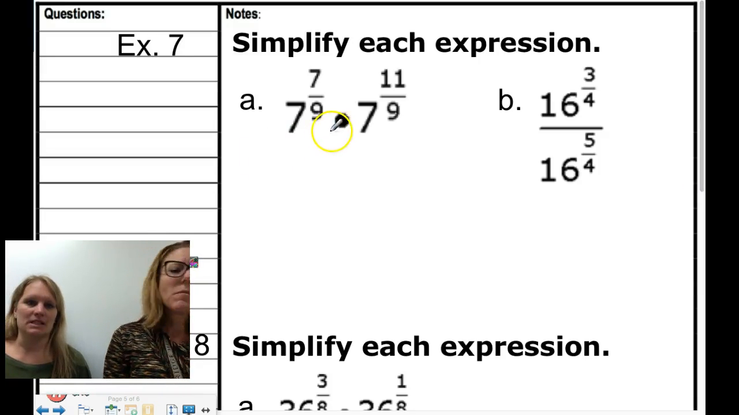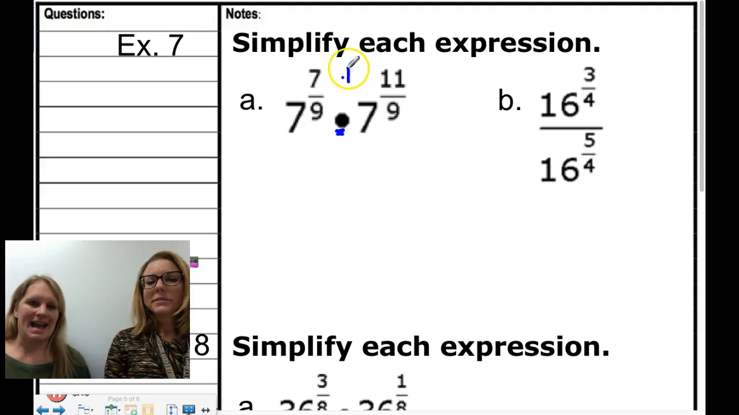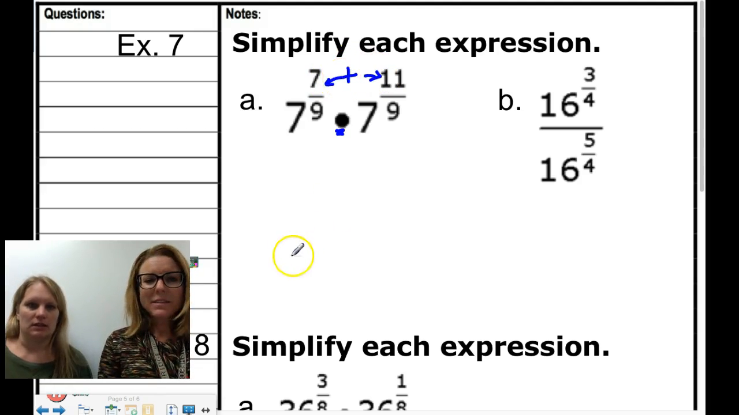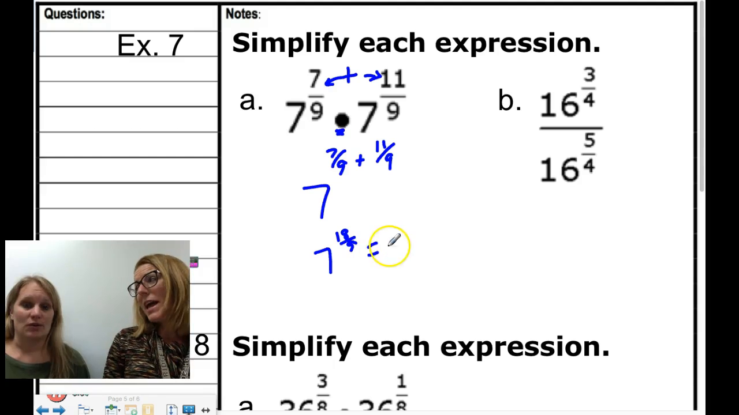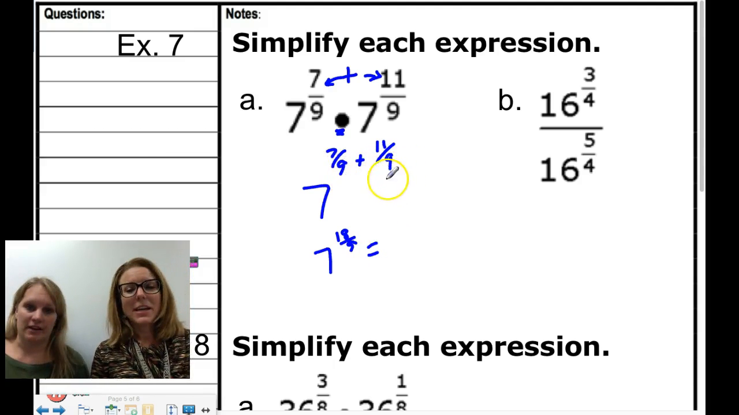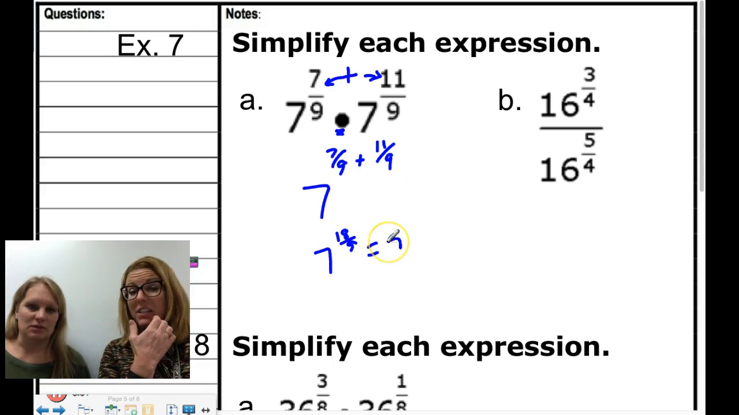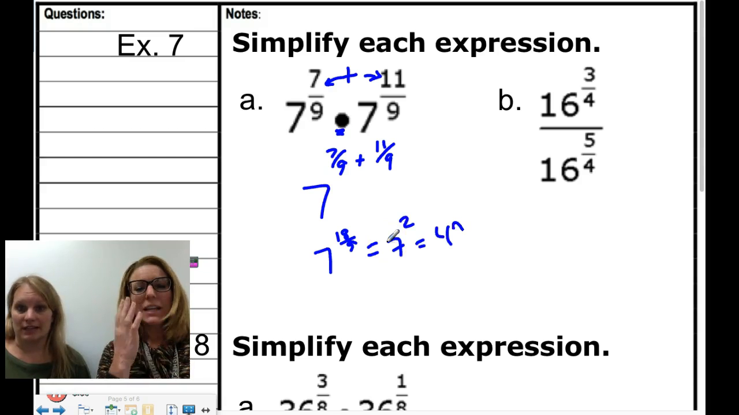All right, here we go. We are multiplying, so we add our exponents. The 7 stays, but we have 7 ninths plus 11 ninths, which is 18 over 9. Notice we don't add the 9s when adding common fractions. Leave the denominator. This reduces to 7 squared, which is 49.